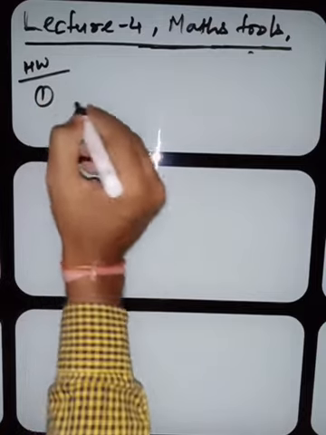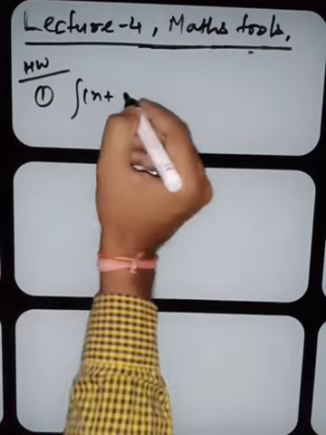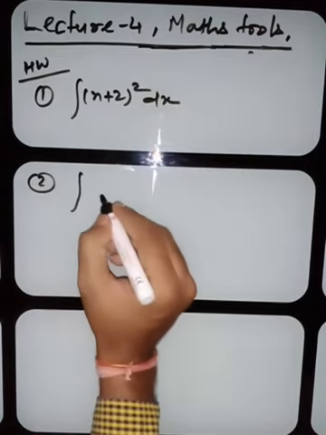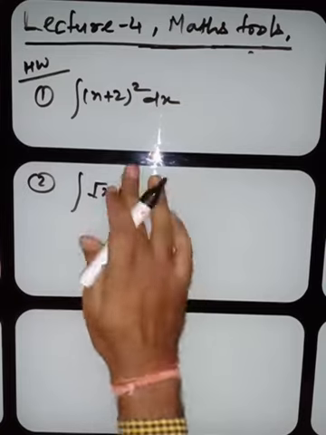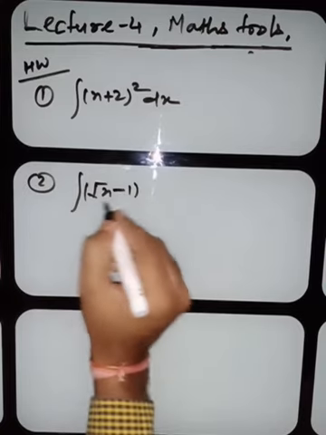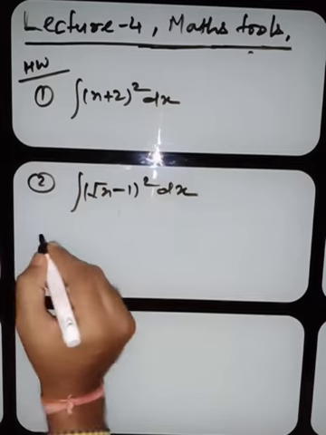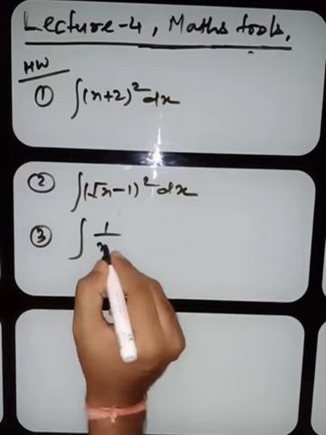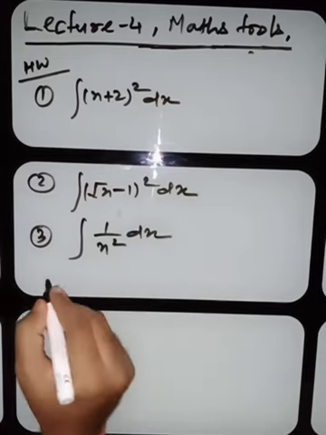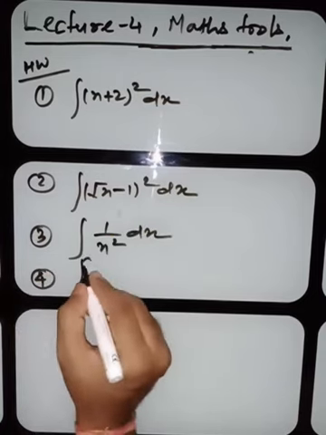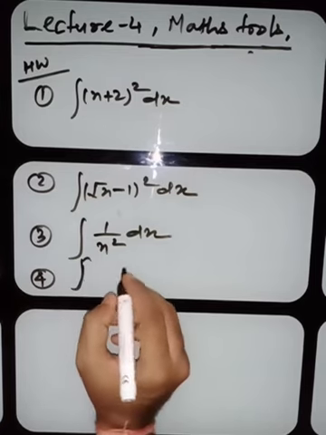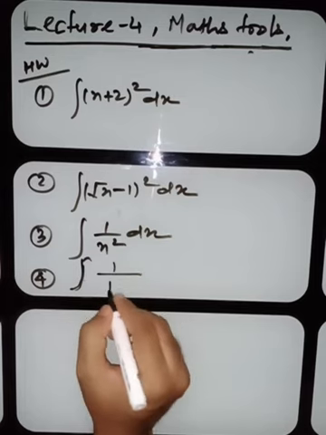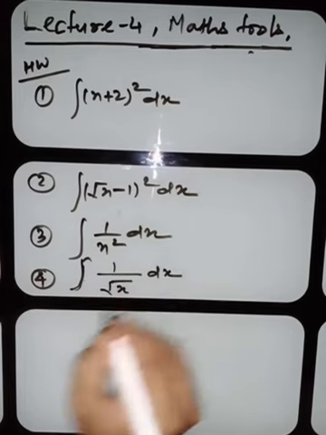Okay, my dear student, here is the homework. The first one: integration of x plus 2 whole square dx. Second, root x minus 1 whole square dx. Third, 1 by x square dx. Fourth, you can do the integration of 1 by root x dx.